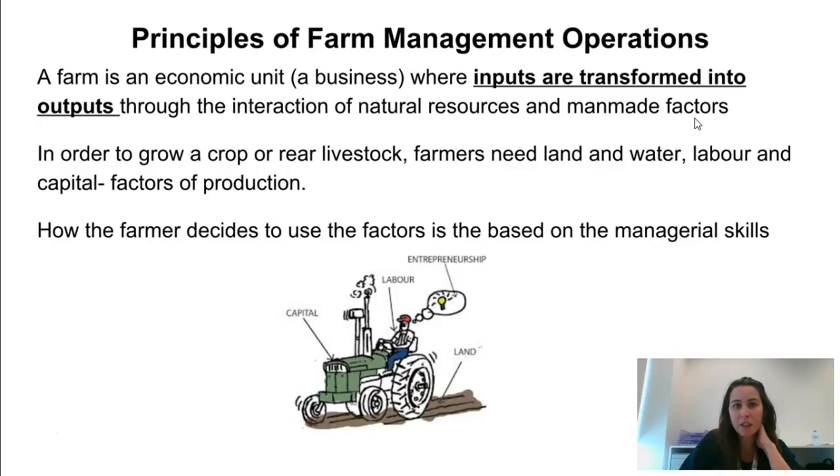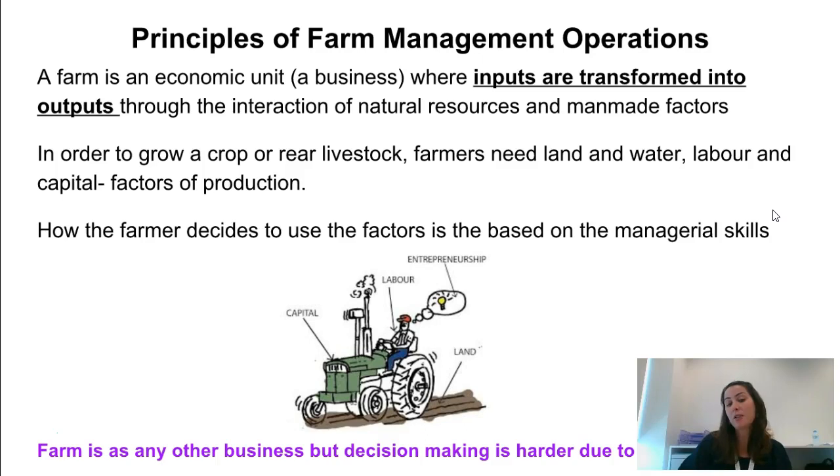So actually, some principles of farm management: how does the farm manager use his inputs in the best possible way, given the natural resources and capital or man-made factors like tractors or technology, and how does he use those inputs to transform them into outputs, to grow the corn, to produce the milk, etc. So the farmer has to decide how to use his factors of production. And remember, the factors of production are land, labor, capital, and management. And this is based on his managerial skills. How does he manage his inputs?